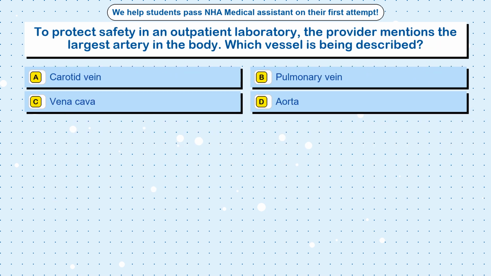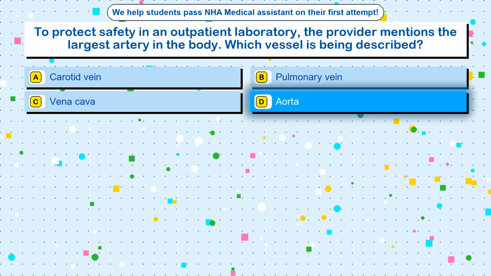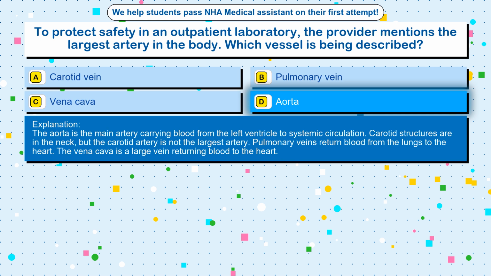Question 55. To protect safety in an outpatient laboratory, the provider mentions the largest artery in the body. Which vessel is being described? Option A, carotid vein. Option B, pulmonary vein. Option C, vena cava. Option D, aorta. The correct answer is option D, aorta. The aorta is the main artery carrying blood from the left ventricle to systemic circulation.